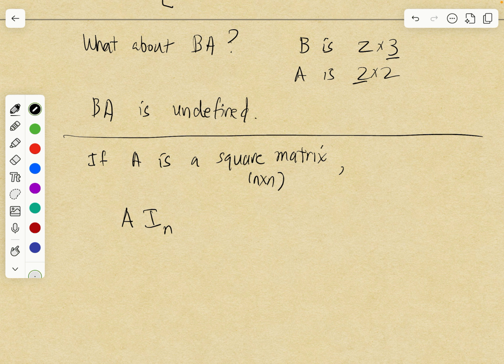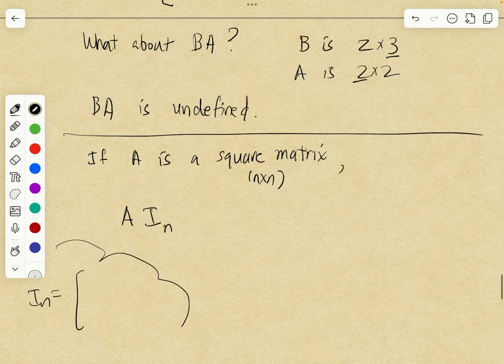So remember I sub n is the n by n matrix where the diagonal entries are all 1. What happens if you do that? What's A times the n by n identity matrix? You're going to get A.